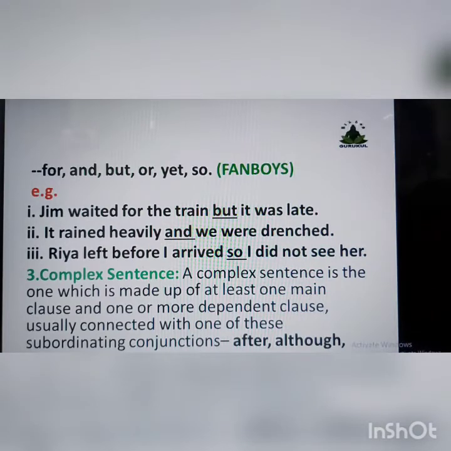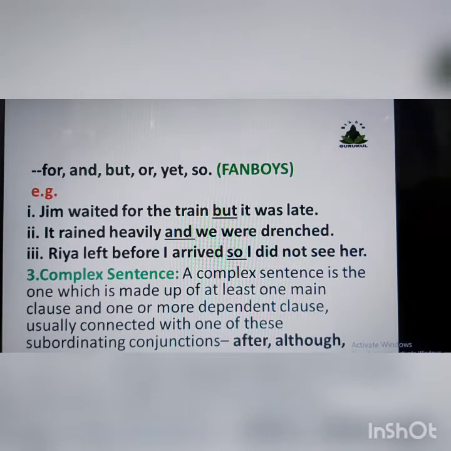Now let's see the second example. It rained heavily and we were drenched. It rained heavily is one simple sentence and we were drenched is the other simple sentence. And these two sentences are joined by a coordinating conjunction and. So it has become the compound sentence. It rained heavily and we were drenched.